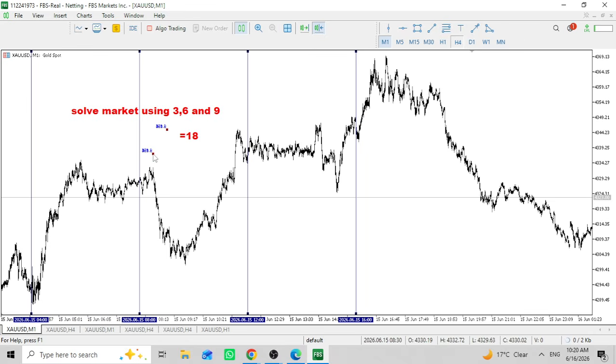Range. What am I doing with these ones? What am I taking?